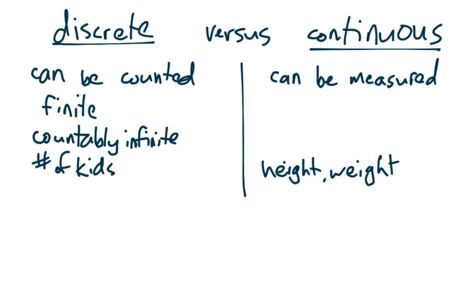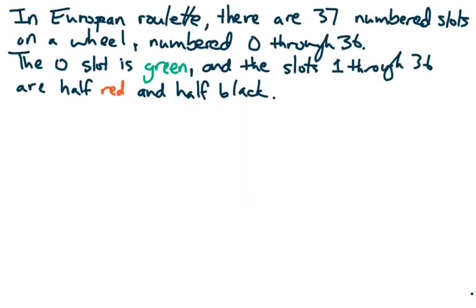Counted, measured. Discrete is what we're going to focus on now, things that can be put in a list. And for the purposes of this intro level, we're going to use finite rather than countably infinite. So for our first example, we're going to talk about European roulette, where there are 37 numbered slots on a wheel numbered 0 through 36. The 0 slot is green. The slots 1 through 36 are half red and half black.